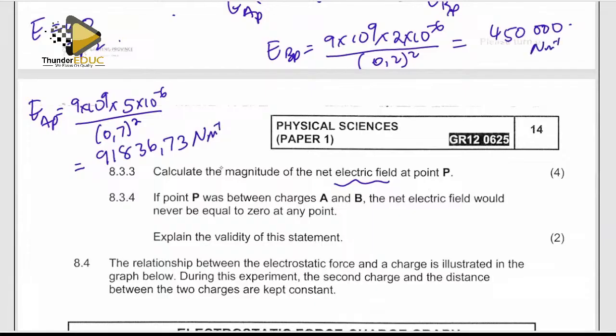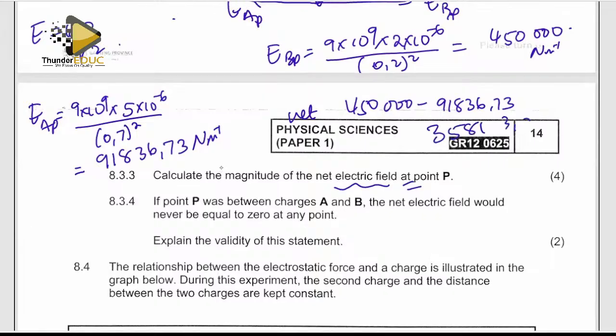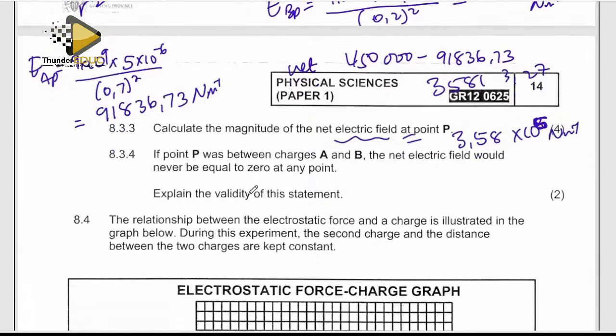Okay, then since we're looking for the net, we're just going to do the subtraction. So 450 minus the 91. Okay, so 450 minus the 91, 836,73. So this gives me a rough answer of 358163,27, which is approximately 3, maybe 58 times 10 to the 5, not 8. Okay, Newton per meter.